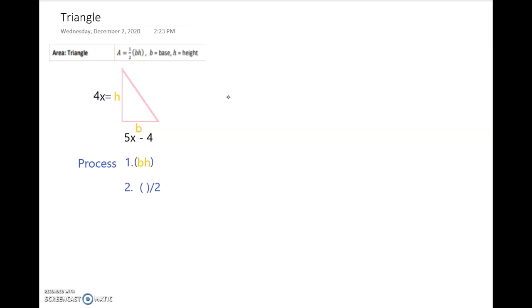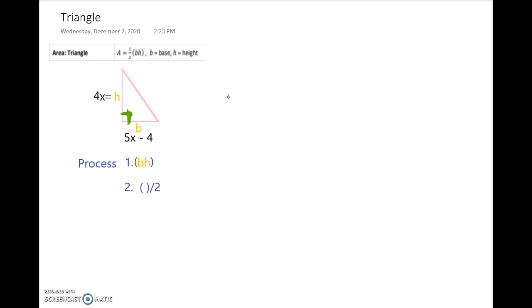The base is the distance straight across the bottom, and the height is the perpendicular or straight up height. So usually there's a right angle there to tell you that this is a perpendicular height. So I should probably put that right angle there. That wasn't as pretty as I had hoped. Okay, and so we're going to take the base times the height. Step one is base times height.